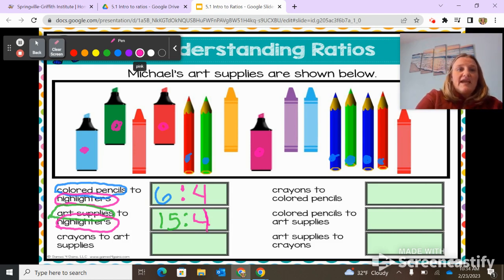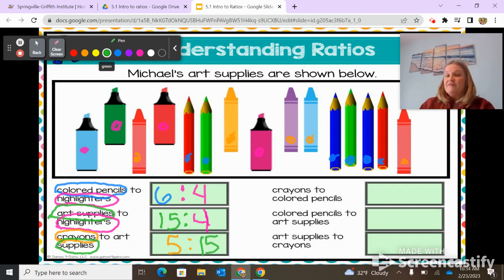Okay, our next one, we have crayons. Let's choose orange. Okay, here we go. Crayons. So for crayons, I've got 1, 2, 3, 4, 5. I've got 5 crayons. And now we're looking for art supplies. So my art supplies were in green. And I know that if I go back to find the green, there were 15, so 5 to 15. Okay. Next, we have crayons to colored pencils. Let's see if you can do that one on your own.